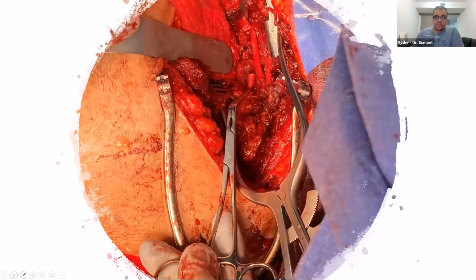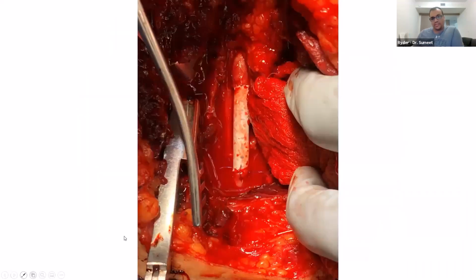So this is a picture of the field. The arm is extending up this way. Here are the two ends of the axillary artery after debridement. And then this is the artery after placement of an interposition graft.